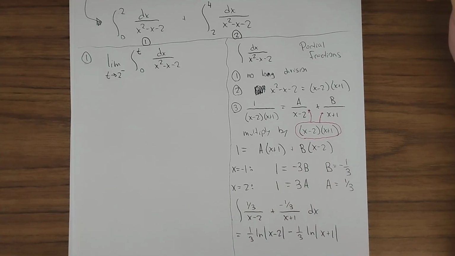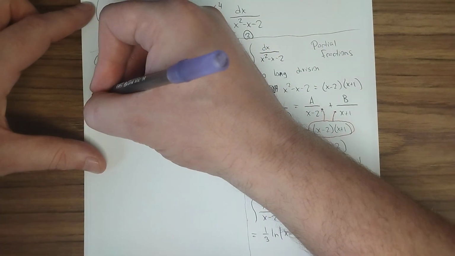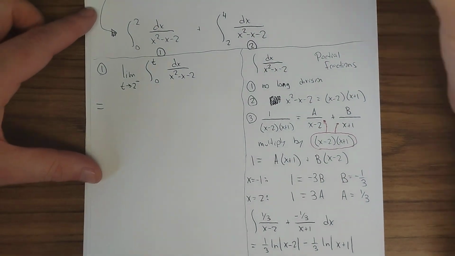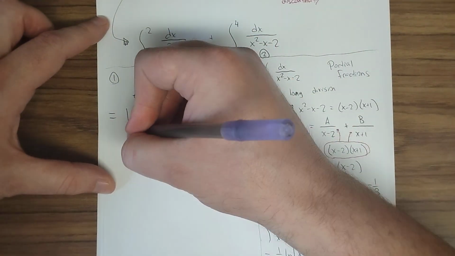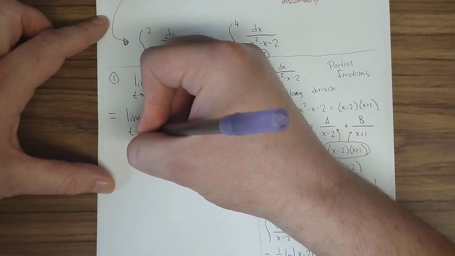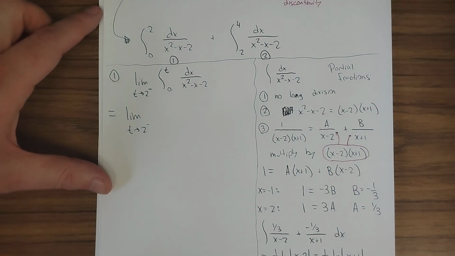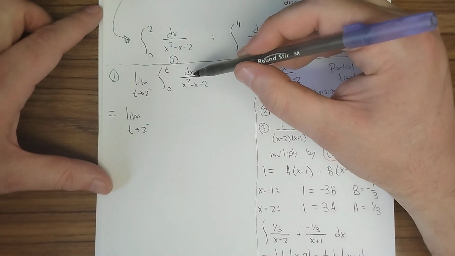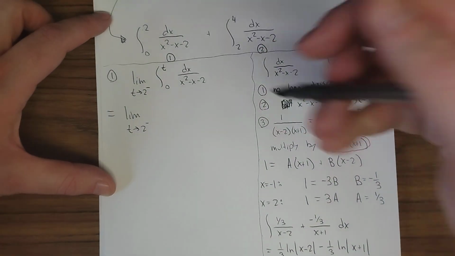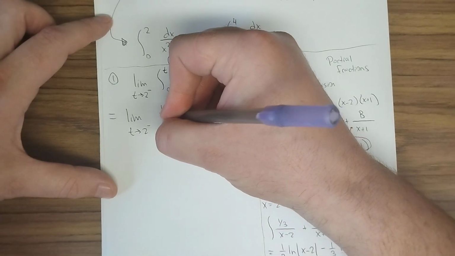All right, that was a fun adventure. Let's go back to what we were doing. So limit as t goes to 2 from the left. I just found this antiderivative. It's this. I'll copy it down.